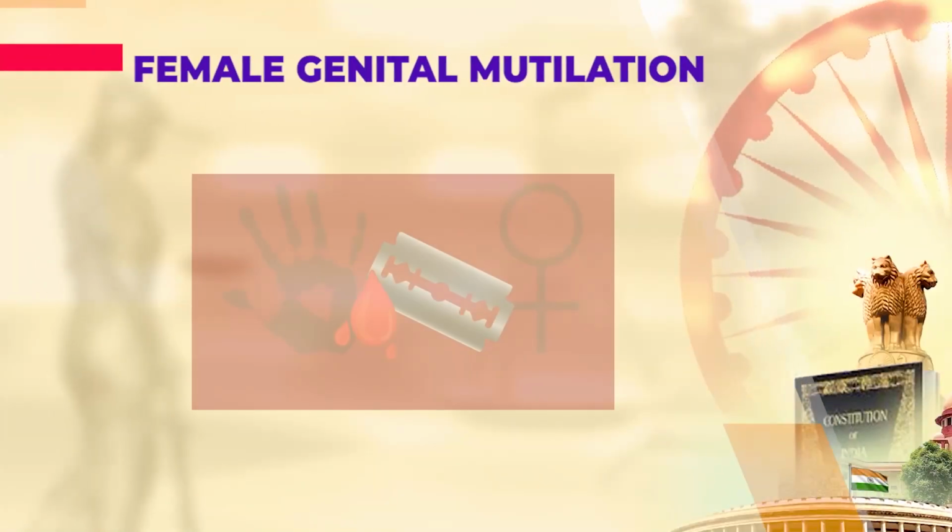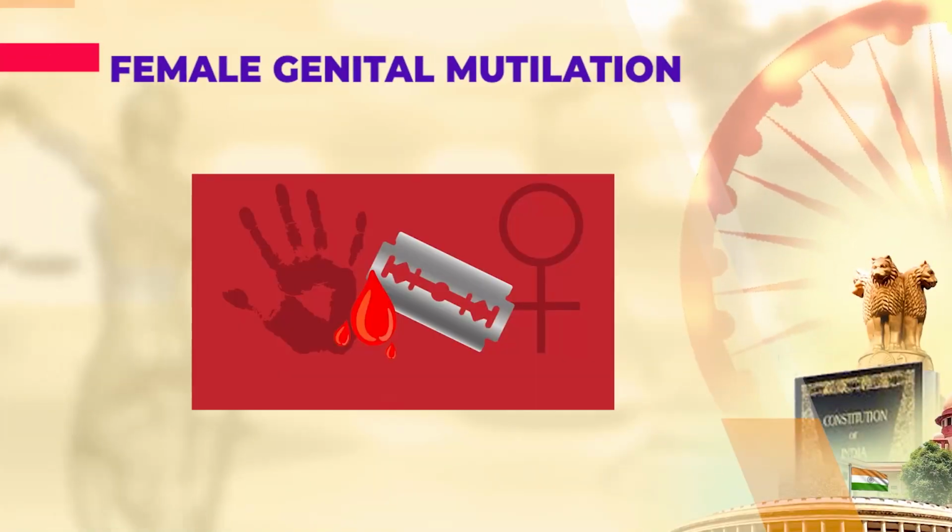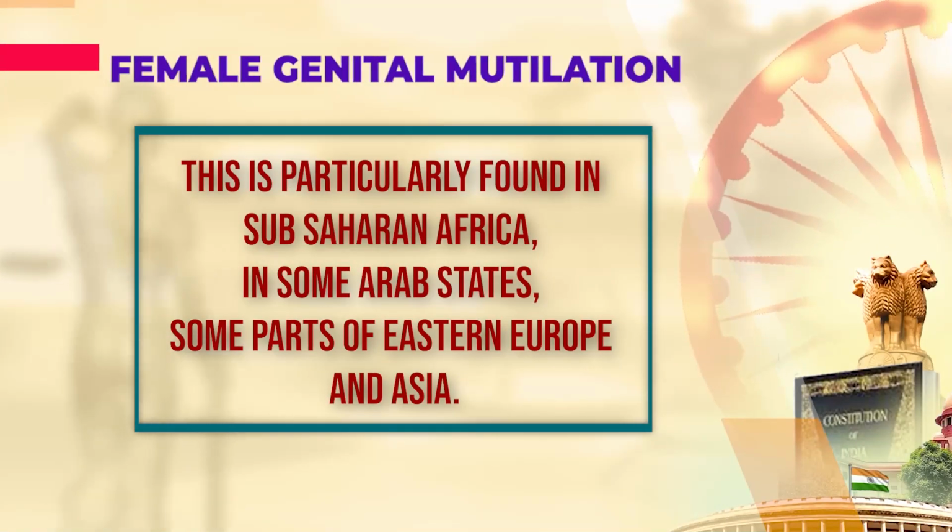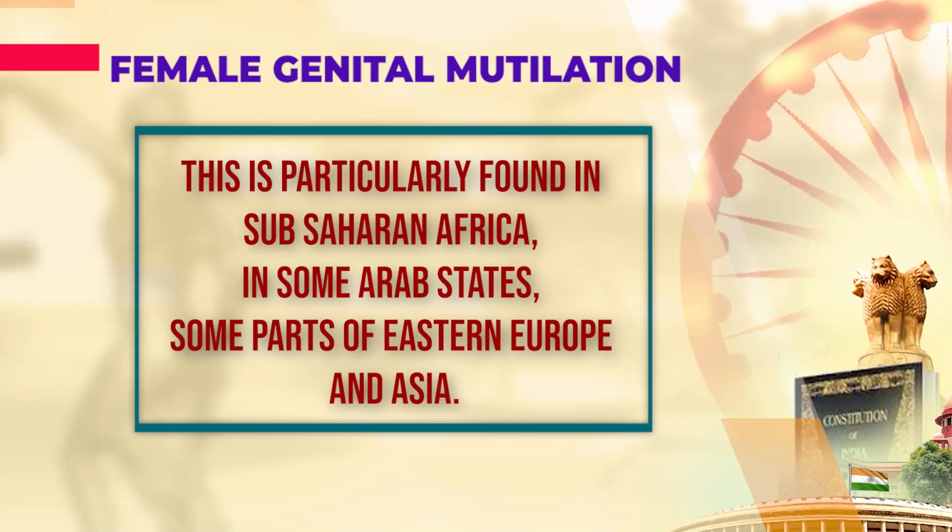Next, we look at female genital mutilation. Female genital mutilation is an issue faced by women and girl children from a very young age in various countries of the world even today. This is particularly found in sub-Saharan Africa, in some of the Arab states, and even in some parts of Eastern Europe and Asia. This is a practice that existed in the medieval times, and unfortunately this is a practice that continues to exist in some parts of the world even today. This is also an example of how girl children and women are abused and discriminated against in the world even today.